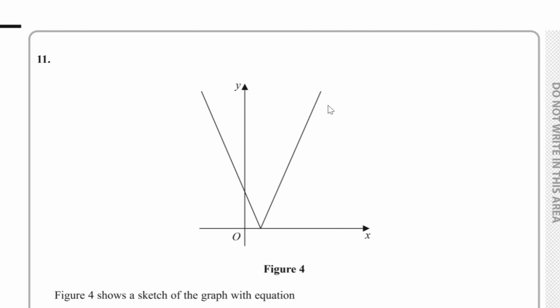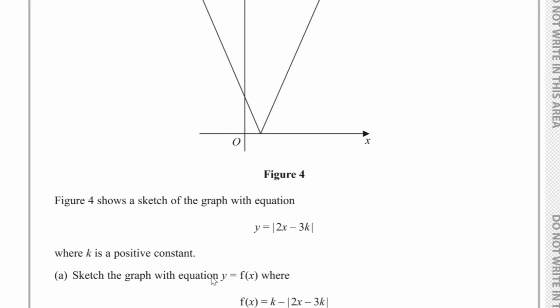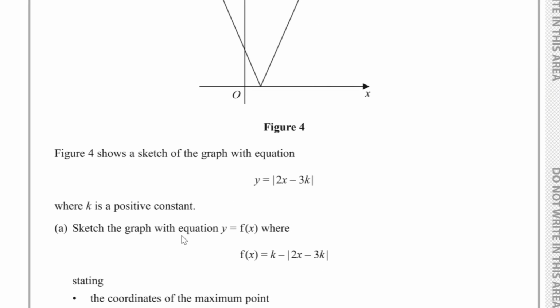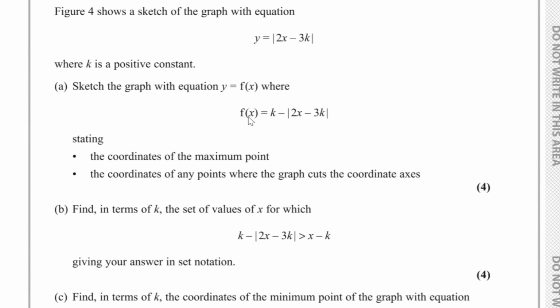Question number 11. Figure 4 shows a sketch of the graph with equation y equals the mod of 2x minus 3k. k is a positive constant. For part A, we have to sketch the graph with equation y equals f of x, where f of x is equal to k minus the mod of 2x minus 3k. We have to state the coordinates of the maximum point and the coordinates of any points where the graph cuts the coordinate axis.